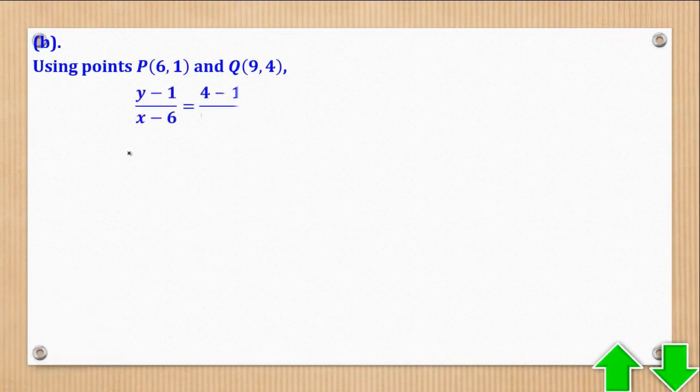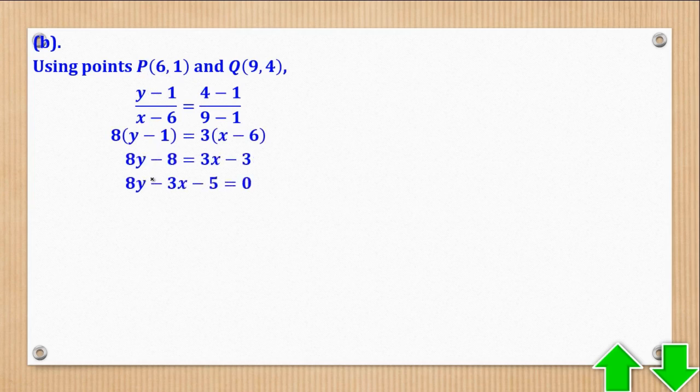So using those, equating gradients, change in y over change in x is equal to change in y over change in x. Here I'm using two points, P and Q, and here I'm using a point (x, y) and the point P. So cross multiply, expand, and collect like terms by putting everything on one side.